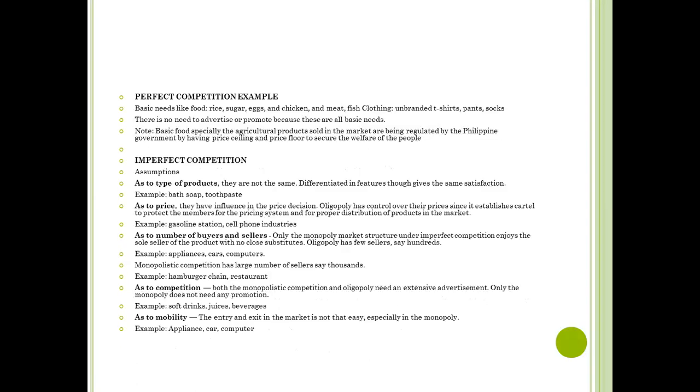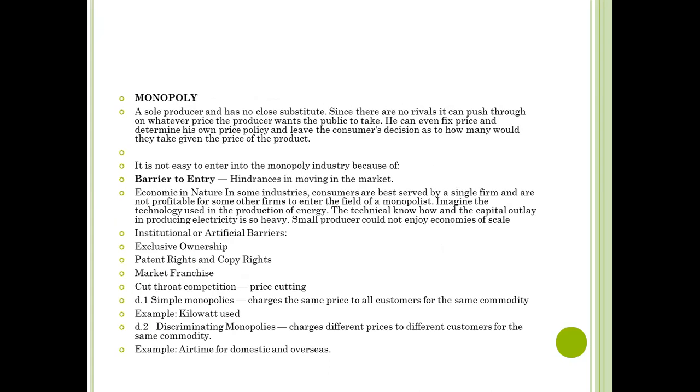Next is our imperfect competition, and for imperfect competition, we have some assumptions. Assumptions as to type of products: they are not the same, differentiated in features but giving the same satisfaction. For example, bath soap and toothpaste. Another assumption is as to price: they have influence in the price decision. Oligopoly has control over the prices since it establishes a cartel to protect the members for the pricing system and for proper distribution of products in the market. Examples are gasoline stations and cell phone industries.